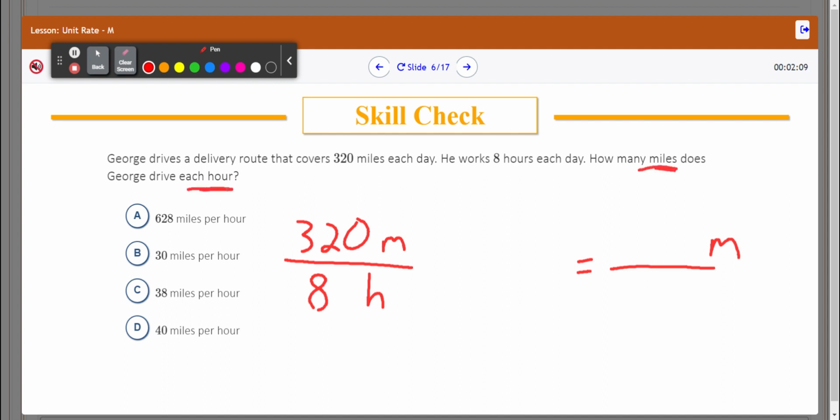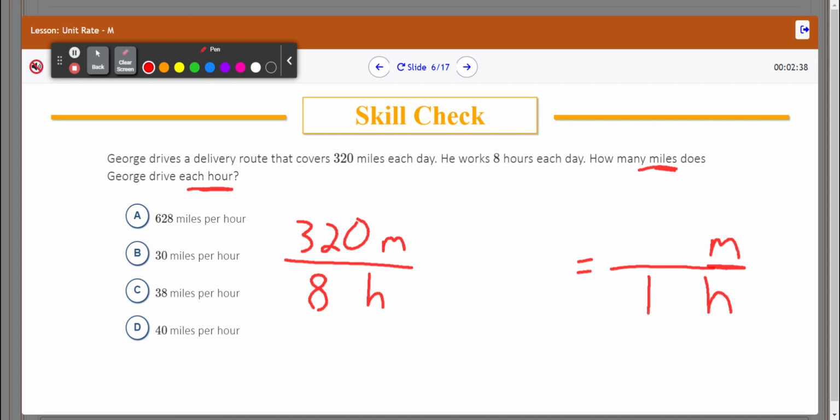So you have to make sure your measurements match. If I have miles on top, I'm going to have miles on top here. If I have hours on the bottom, I'm going to have hours on the bottom there. Make sure your measurements are matching up. Don't flip them around because that'll give you the wrong answer. I need to find out how many miles in 1 hour.